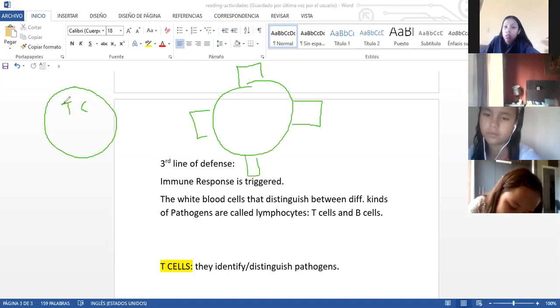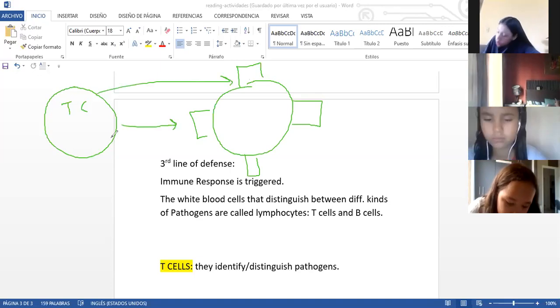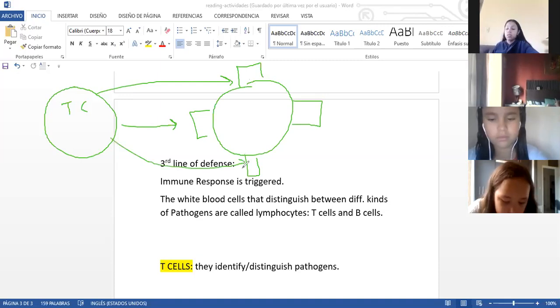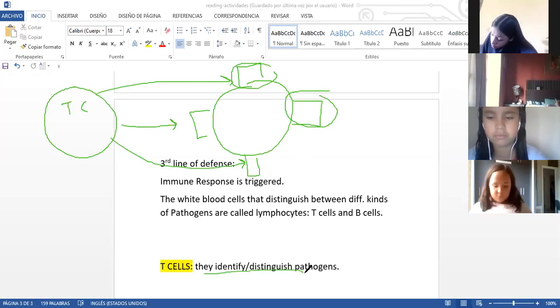Now, what the T cells are going to do is recognize the antigens, these things. So they're going to recognize this. They're going to say, these markers, these antigens do not belong to our body. So let's attack it. Okay, so the first step for them is to identify and distinguish what doesn't belong to the body. Let's continue reading.